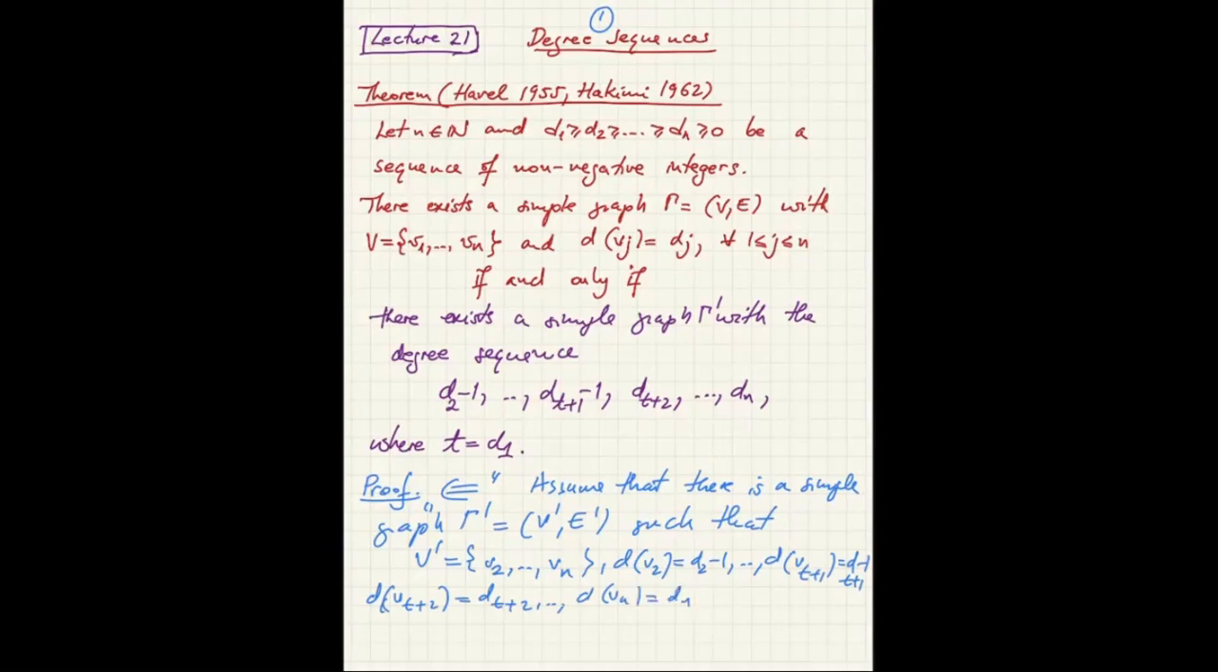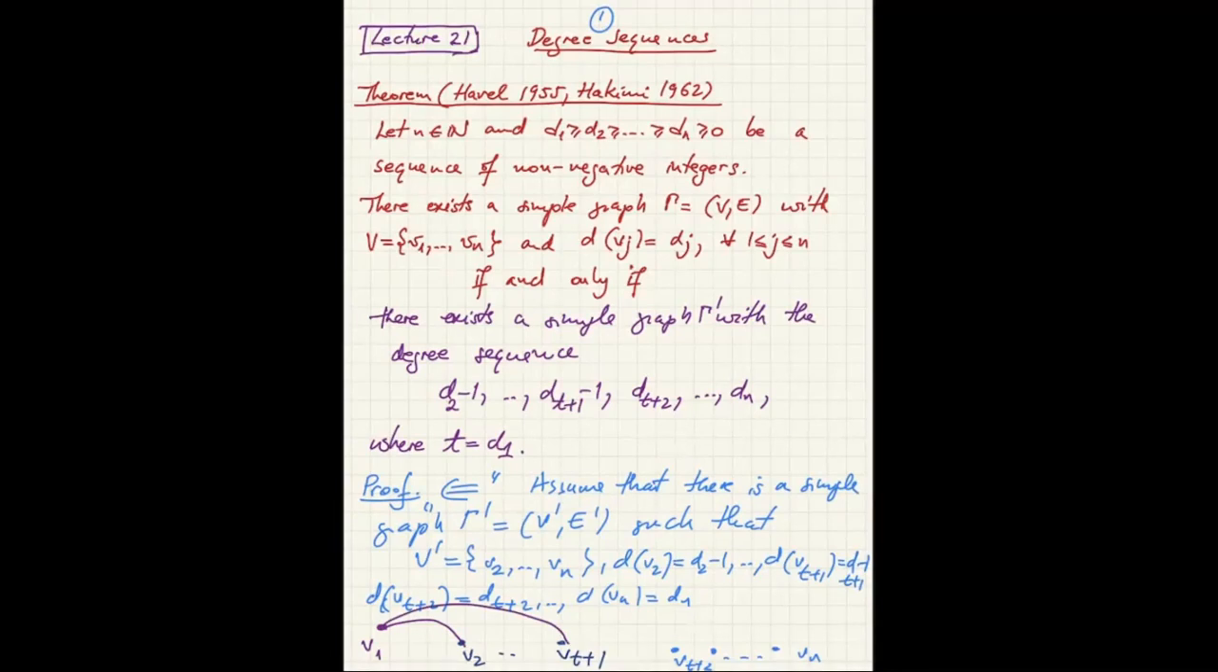Okay, so now this graph, as we did last time, you can draw the vertices here. Let's use two colors. You can draw v2 all the way up to vt plus 1, and then you have vt plus 2 all the way up to vn, the vertices that have the same degrees as the ones that we want. Now we have this graph gamma prime with this vertex set and this degree sequence. What we do is add a new vertex, let's call it v1, and make this vertex v1 adjacent to the vertices v2 all the way up to vt plus 1.